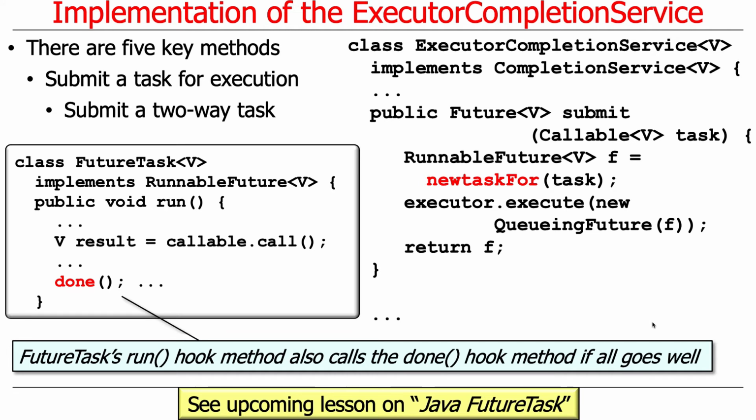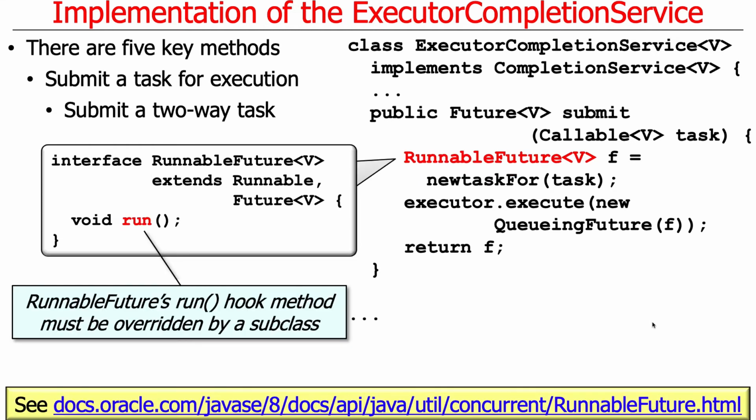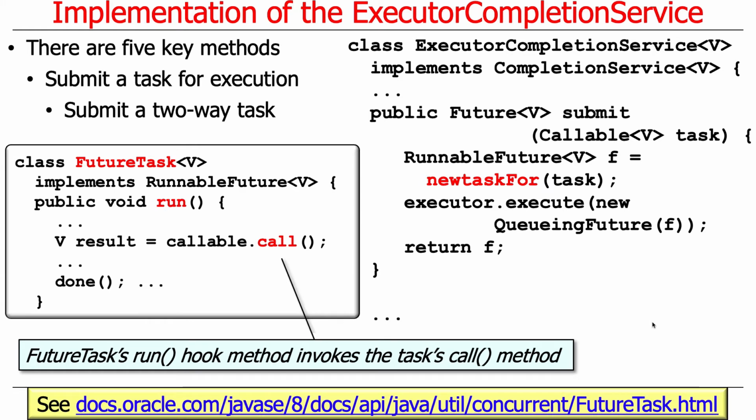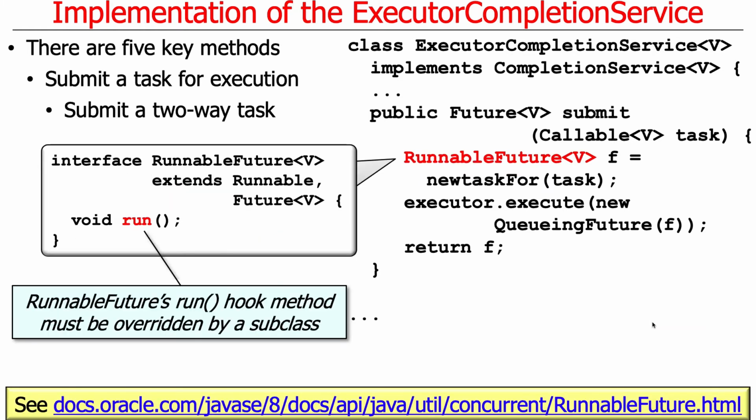And assuming everything goes well, the done hook method is called. So here's what runnable future looks like. It has the run method. That was the method that was defined right there. And so we get this thing back as a runnable future.